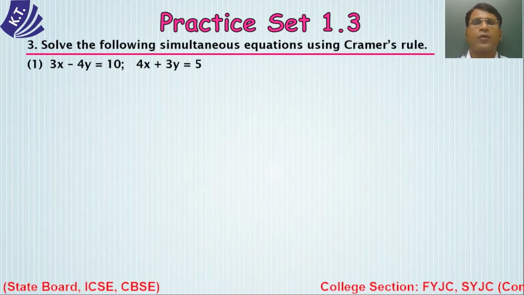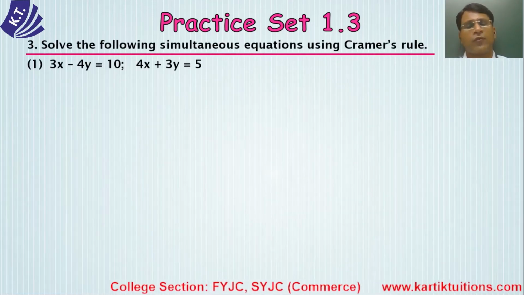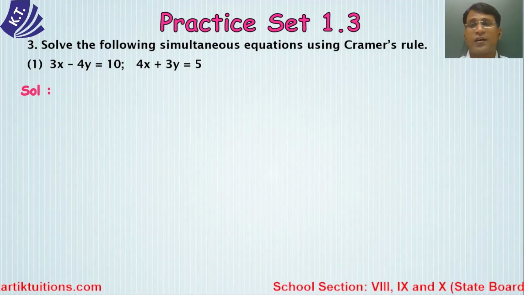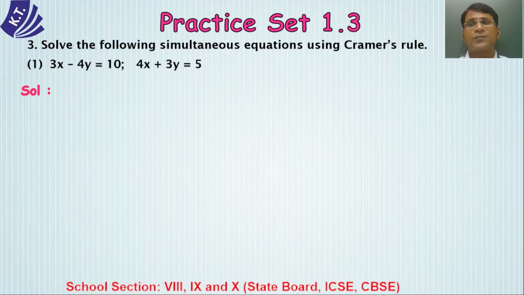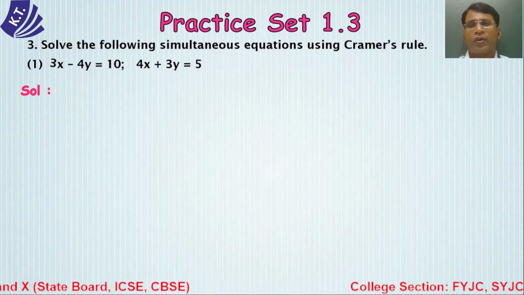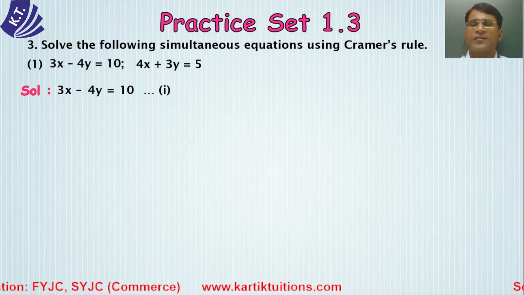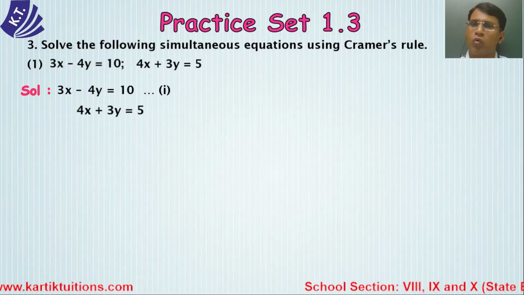Again, from exercise 1.3, I have taken question number 3, sub-question 1. First check, are the equations in standard form? When I say standard form, it should be in what form? ax + by = c. The first equation is in standard form, so that is equation 1. The second equation is in standard form, so that is equation number 2.